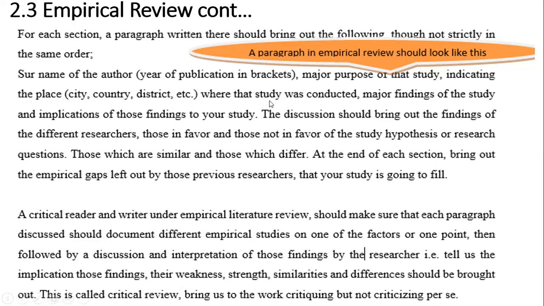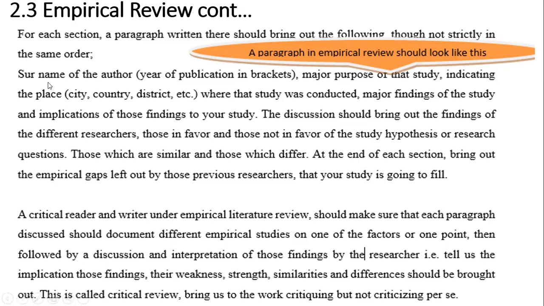So the sources may be different, even though you may land on a journal article which gives you the theory, gives you the definition, and gives you the findings. That is okay, but they may not necessarily be. For example, you cannot go to a textbook to look for empirical review. No, you can go to a textbook to look for conceptual and theoretical review.